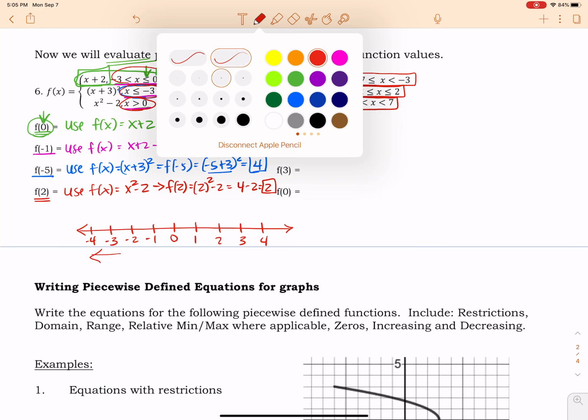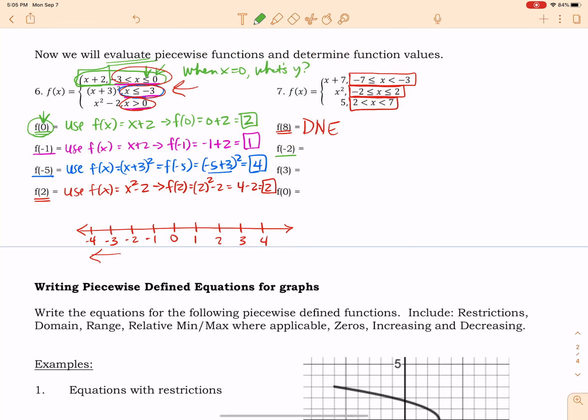All right, so let's look at the next one. I've got f of -2. Well, you probably already recognize that this middle one right here fits that because it clearly states that x is greater than or equal to -2. So I'm going to use f of x equals x squared. And that equals 4.